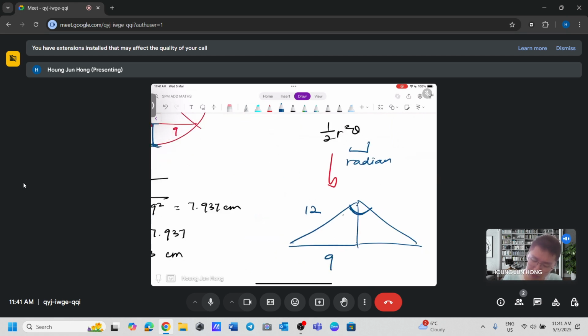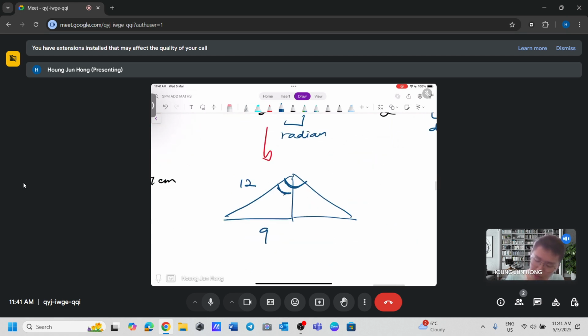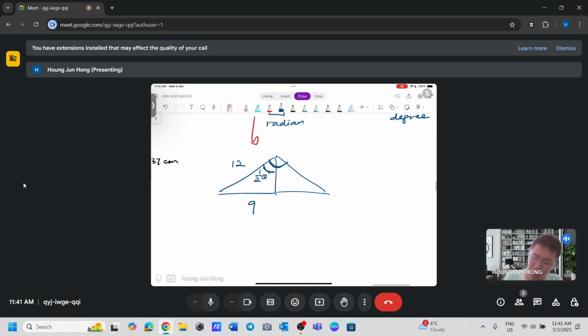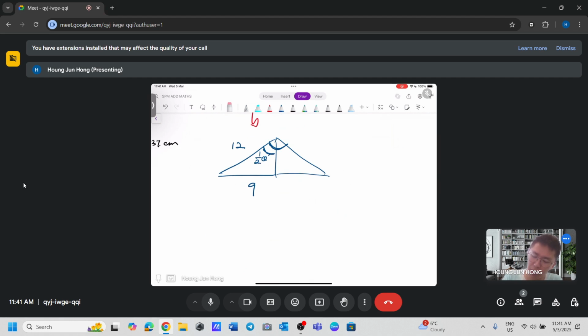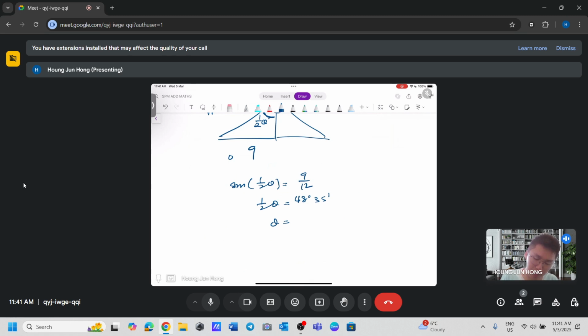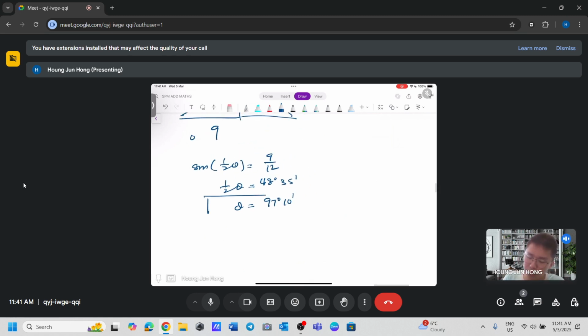How do you find one part of it? We can find half of it first. This is half theta. So sine, opposite over hypotenuse, sine of half theta would be 9 over 12. Then half theta is calculated as 48 degrees 35 minutes. Of course, theta would then be double this, so 97 degrees 10 minutes. Finally, always remember that you need to keep a degree copy, and you also have to keep a radian copy. So you can also convert this to radians, which gives you 1.696.